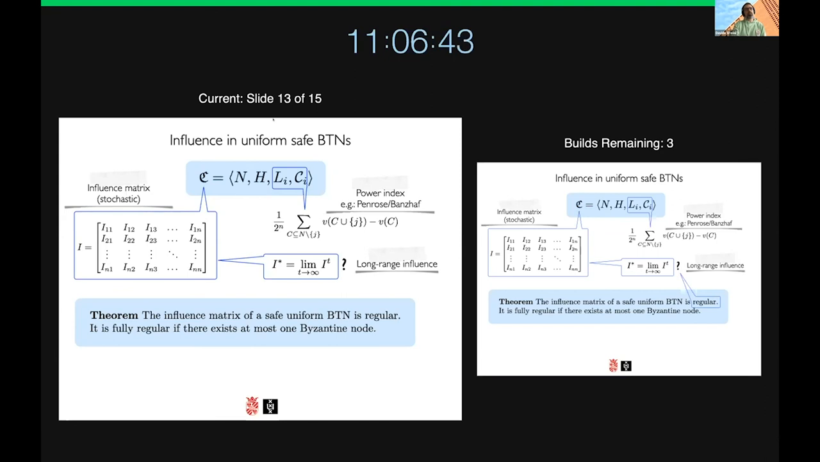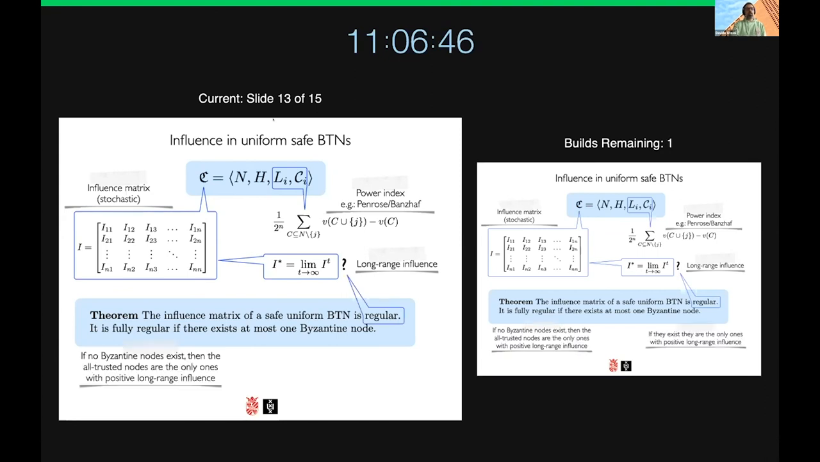So what does this theorem tell us in practice? Essentially, it gives us two messages with respect to Byzantine networks in the case of Ripple and Stellar. If we have a situation in which there is no Byzantine node, so H equals N, then we know by theorem one that there should still exist nodes that are trusted by everybody, which is implied by safety. The theorem also tells us that these all-trusted nodes are the only ones in the system that have a positive long range influence. So they are the only ones that can determine the value of consensus.